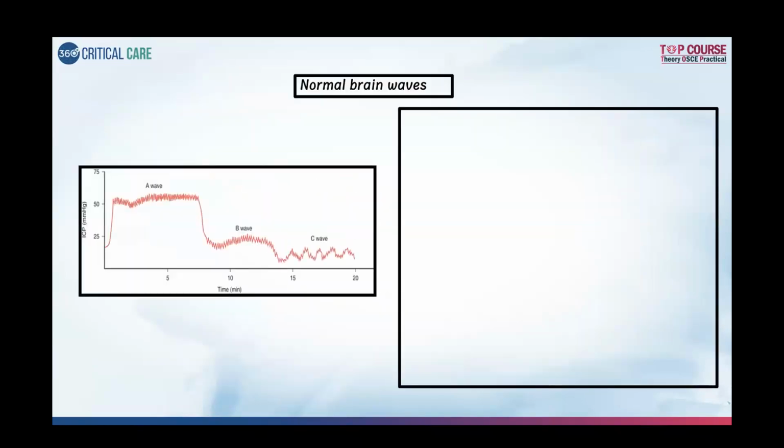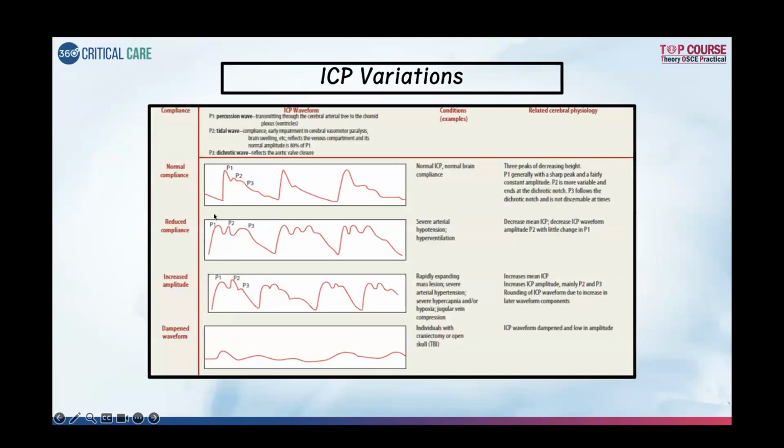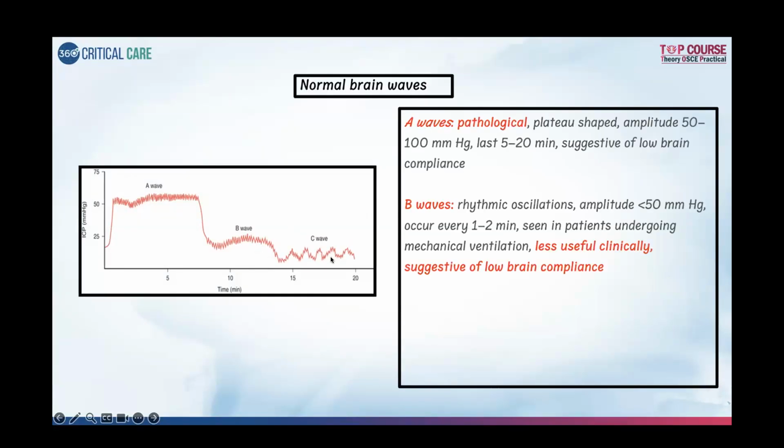Now there is something called the Lundberg wave that you can see. This is what we were talking about earlier. So this one is only one waveform, but if you let the waveform run to be multiple waveforms over time, then you can have three patterns. We call them the Lundberg A wave, B wave, and C wave patterns.